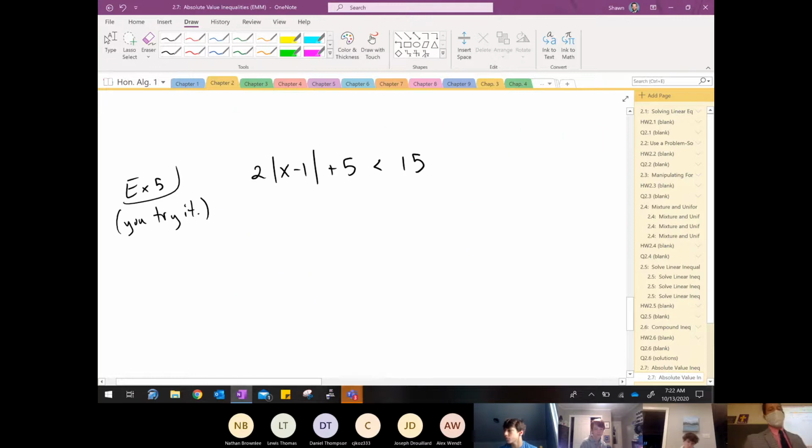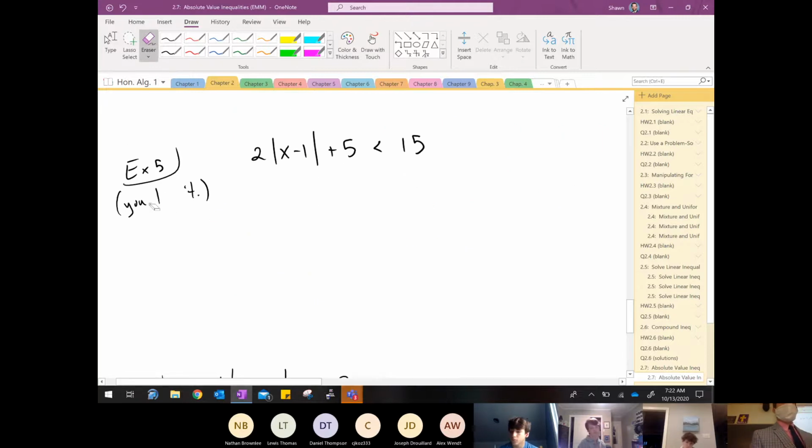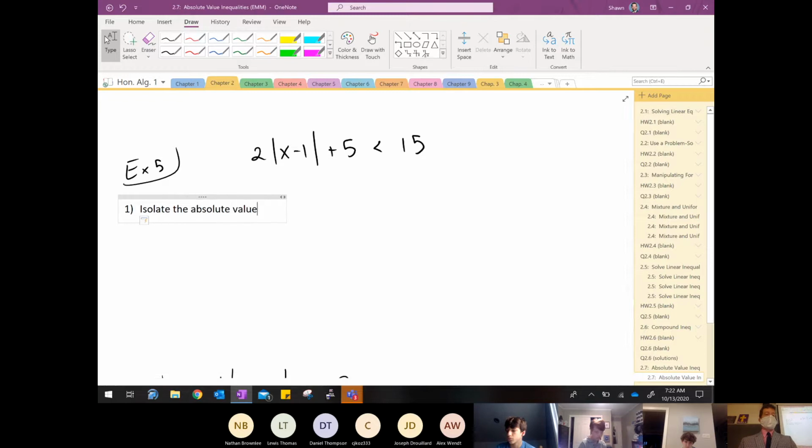So I was going to give this one to you guys to try on your own. Let's do this one together, though, okay? Write down this example. This will be example 5 here. And again, we're going to have 2 steps to start with, where we need to get the absolute value expression by itself. And I'm a big step-by-step guy, right? And so what I would recommend here is step 1, isolate the absolute value. That's step number 1, okay?